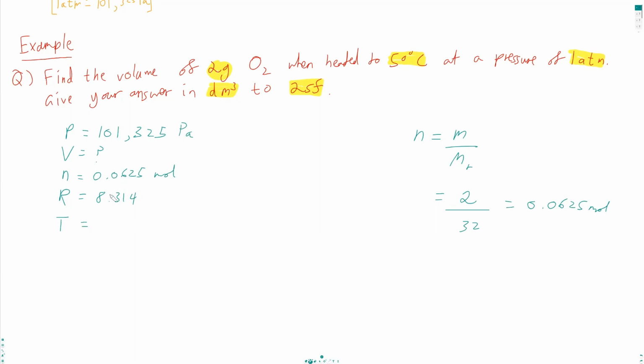Our R is 8.314, which is always given. Our R is 8.314 joules mole to the minus 1 Kelvin to the minus 1. And our temperature is 50 degrees Celsius. To convert from Celsius to Kelvin, you need to add 273. So 50 plus 273 is equal to 323 Kelvin.